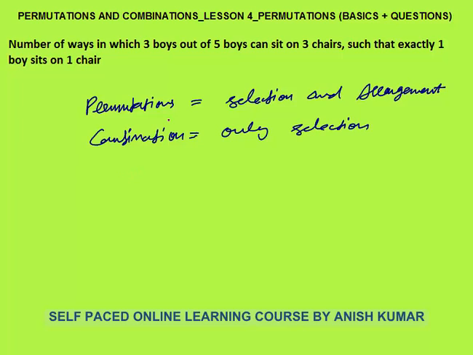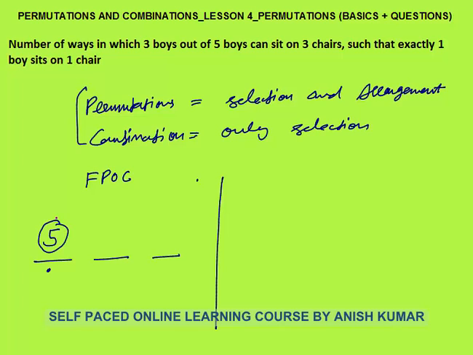Let me explain this with the help of an example. This example says: in how many ways can 3 boys out of 5 boys sit on 3 chairs, such that exactly 1 boy sits on 1 chair. One of the methods to solve this question is the fundamental principle of counting. This first seat, how many boys can come on this first seat? 5 boys. This seat can be filled by any of the 5 boys. Total boys, I am assuming that there are 5: A, B, C, D and E.